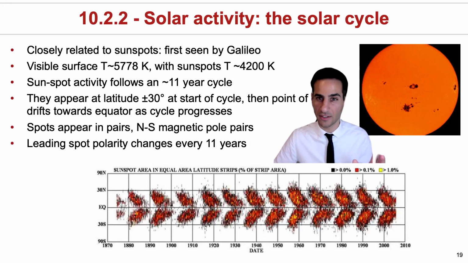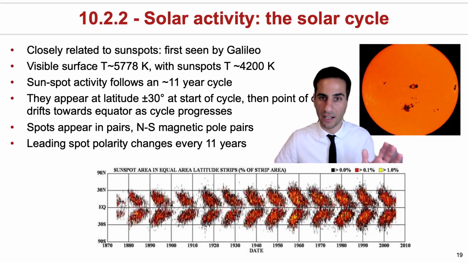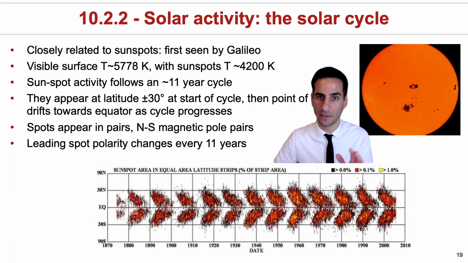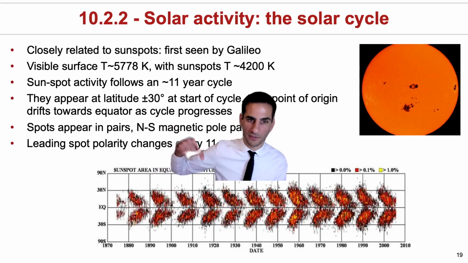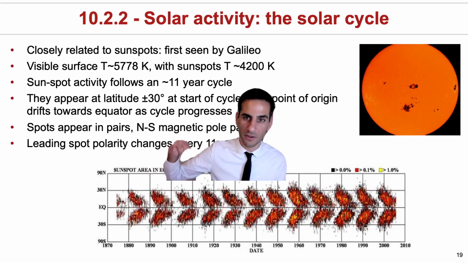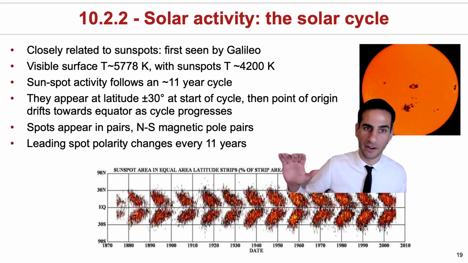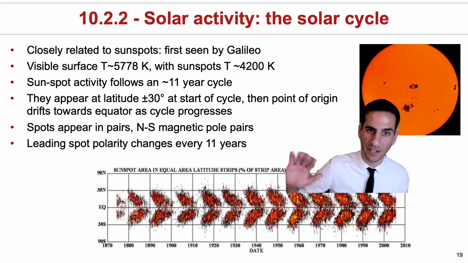Nowadays, we understand that the sunspot activity follows an 11-year cycle. Every 11 years, the Sun becomes very clean, and then after half of that cycle, it becomes full of sunspots. And sunspots appear in this sort of butterfly pattern that is almost symmetric from north to south, and they typically appear in pairs, essentially aligned to the north-south magnetic pole.